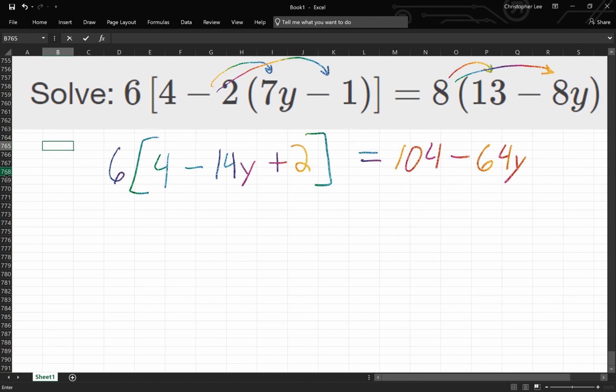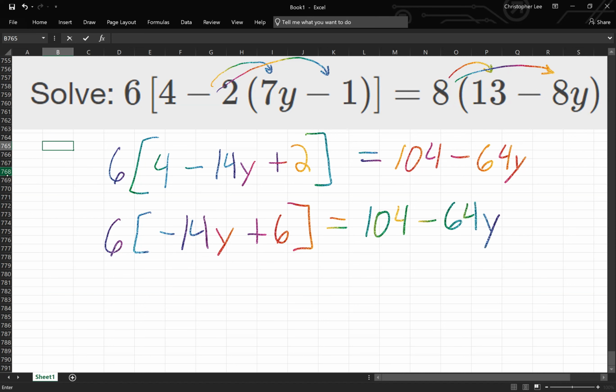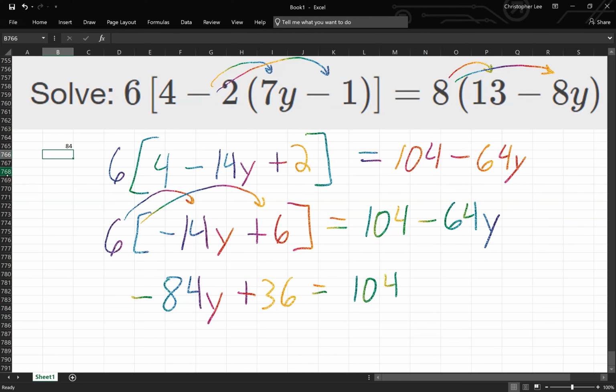Next, I want to combine like terms just to make life a little bit simpler. So I'm going to have 6, open bracket, -14y plus 6 is equal to 104 minus 64y. Now I want to distribute the 6 onto every term, and then everything will be as simple as possible right there. So let's take a look. 6 times 14, what's that? So I'm going to have a -84y plus 6 times 6 is 36 is equal to 104 minus 64y, right?